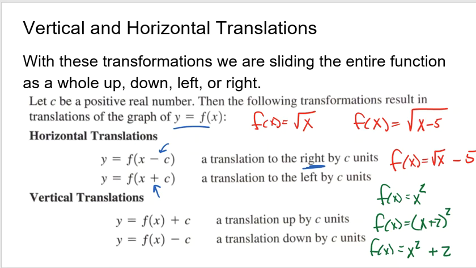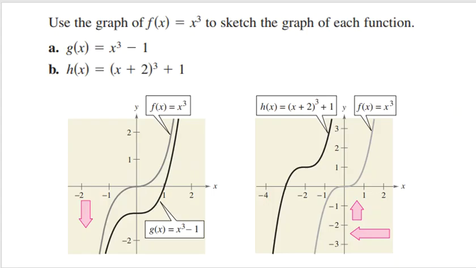The beginning of this is pretty simple. So let's take a look at 2 more examples here. In these 2 examples, we're going to look at the parent function x cubed. And g of x is taking x cubed with a minus 1 on the outside.